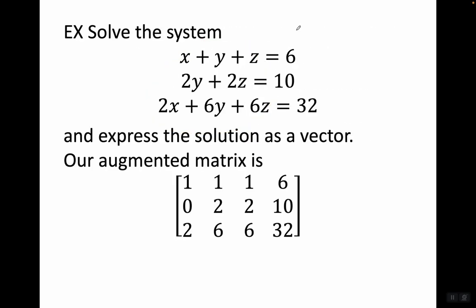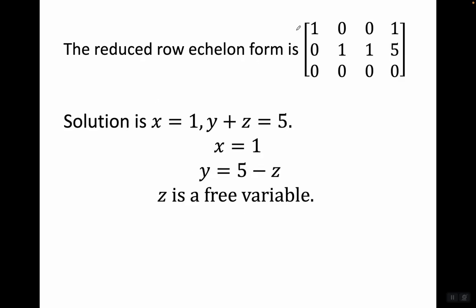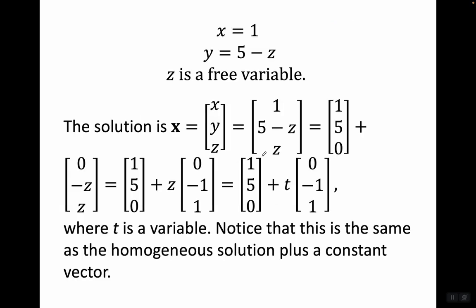Okay, our augmented matrix is like this: 1, 1, 1, 6; 0, 2, 2, 10; 2, 6, 6, 32. The reduced row echelon form looks like this: 1, 0, 0, 1; 0, 1, 1, 5; 0, 0, 0, 0. So our solution is going to be x = 1, y + z = 5. In other words, y = 5 − z. And here z is a free variable.